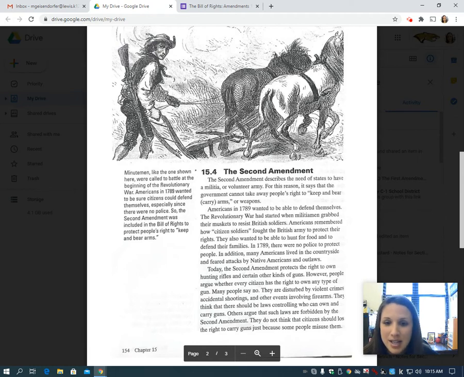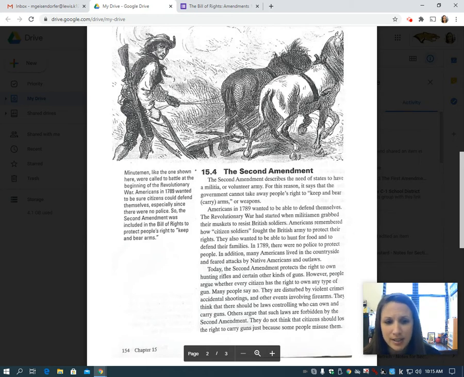Okay, and arms, not the arms on your shoulders, they are weapons. So in the second paragraph, it says Americans in 1789 wanted to be able to defend themselves. The Revolutionary War had started when militiamen grabbed their muskets to resist British soldiers. Americans remembered how citizen soldiers fought the British Army to protect their rights. They also wanted to be able to hunt for food and to defend their families. In 1789, there were no police to protect people. In addition, many Americans lived in the countryside and feared attacks by Native Americans and outlaws.